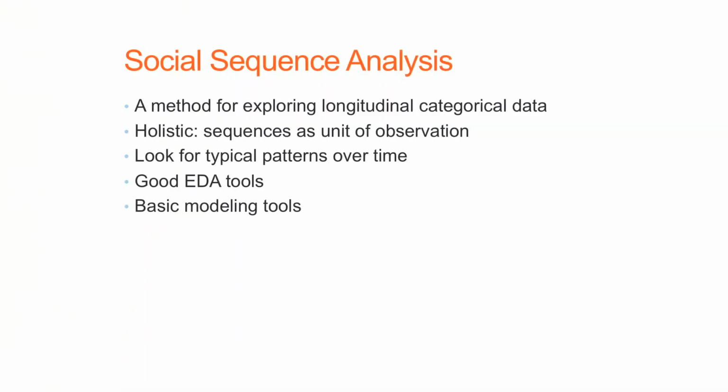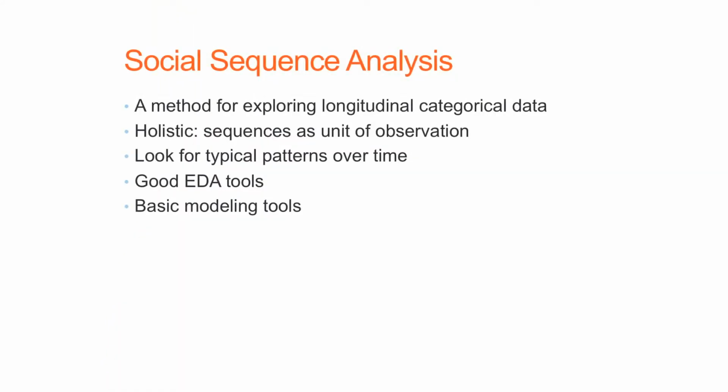Okay. Social sequence analysis is a method for exploring longitudinal categorical data. There are other methods that are used for looking at longitudinal continuous data and other methods for looking at categorical data that's not longitudinal. This one fills a gap where data are both longitudinal and categorical. What it does is it takes a trajectory over time of categorical states and puts them together as sequences and treats those sequences as a single unit of observation. So in that way, this method is holistic in ways that other statistical methods are not.